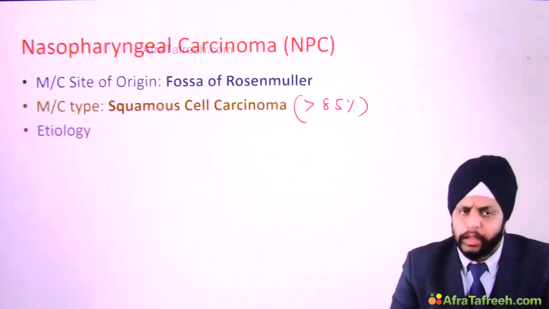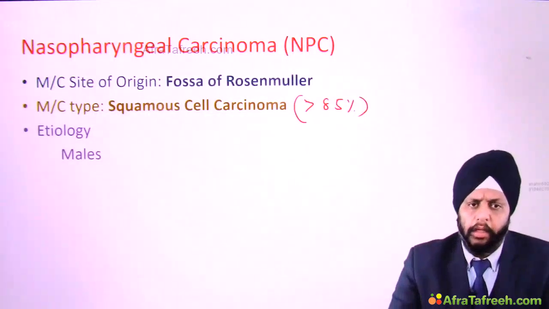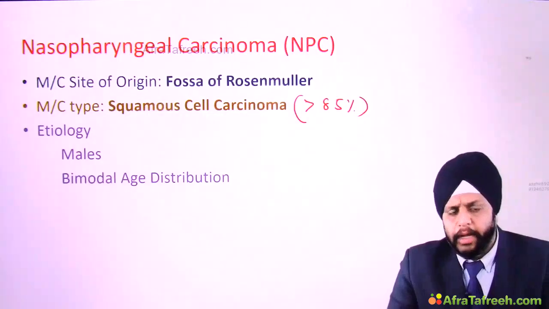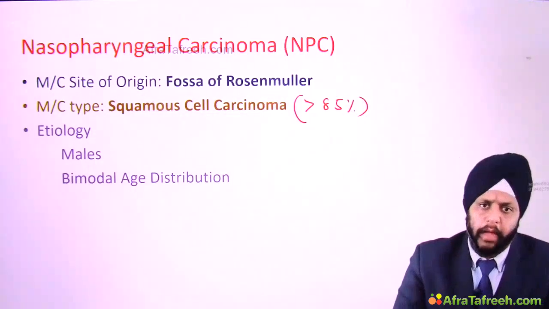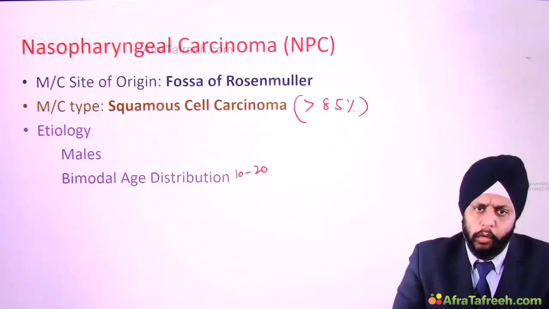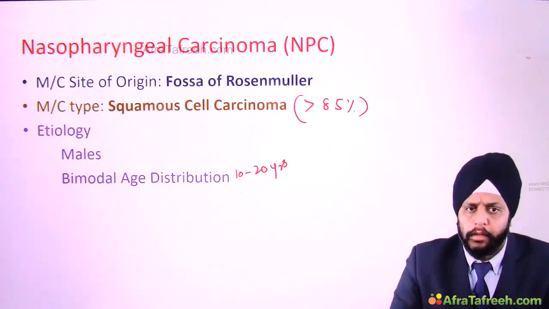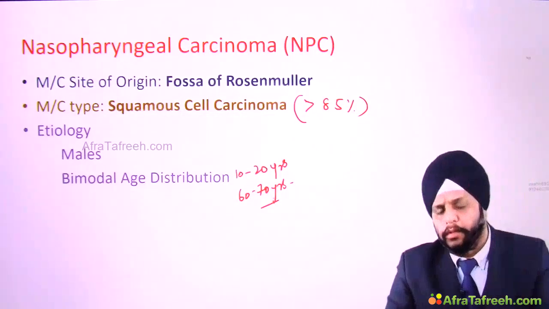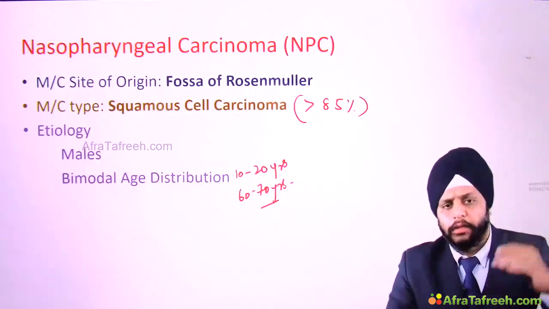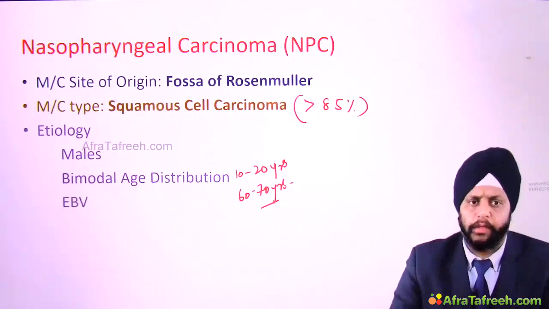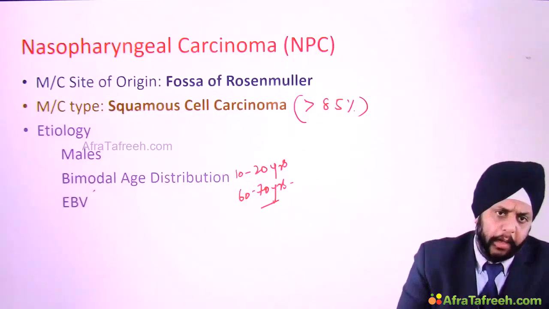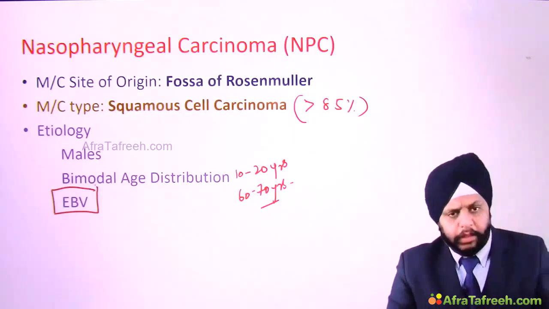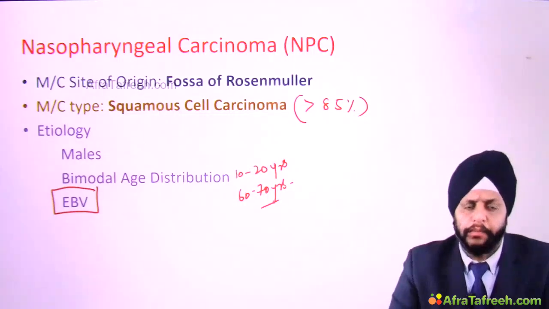Now, etiology. The nasopharyngeal carcinoma is generally seen in males. Okay, generally has a bimodal age distribution. So bimodal age distribution means 10 to 20 years it is common, then 60 to 70 years. So there are two age groups where it has a peak. Small peak in the 10 to 20 years, then we have another peak in the 60 to 70 years age group. Okay, Epstein-Barr virus. So this virus is associated with NPC, nasopharyngeal carcinoma.